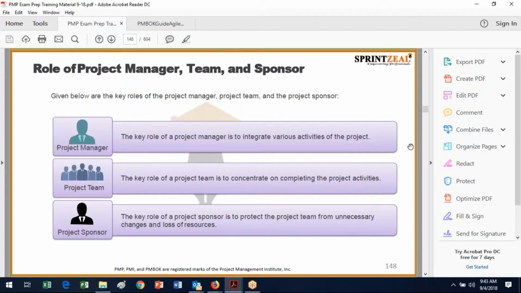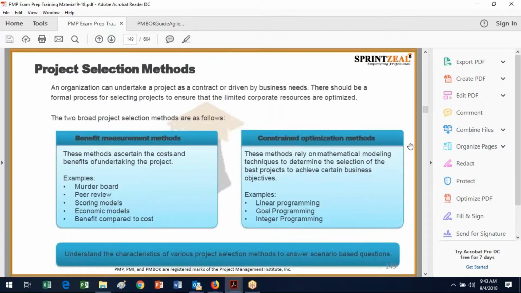Okay, next, how do we select a project? A project can be undertaken for a number of reasons, and it can be business needs, and there should be a formal process. And remember, we talked about before that there could be technological change, there could be regulatory change, and we want to make sure that the use of resources is optimized.